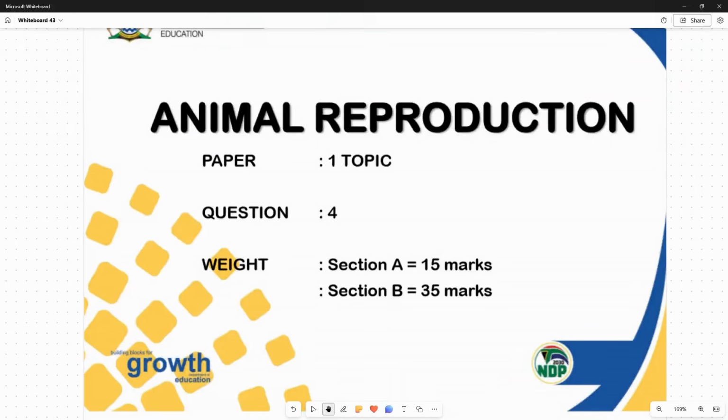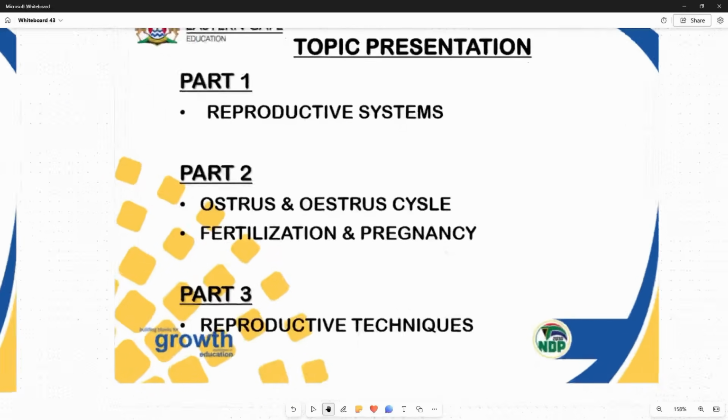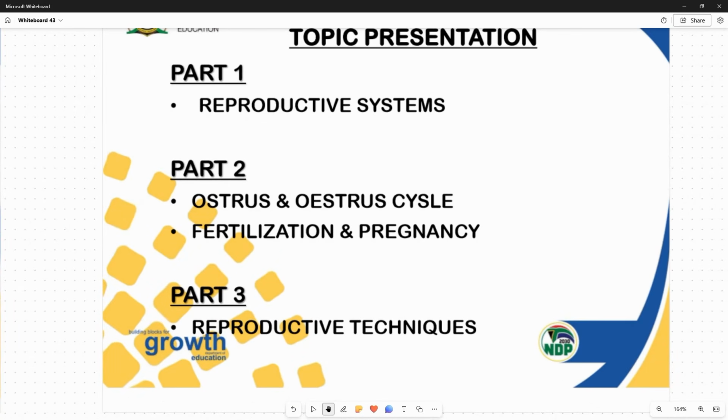Let's start with our first part. So this topic, we know it's 35 marks on section B, and then 15 marks is part of section A. So in your overall paper, this topic covers 50 marks, which is one of the topics you must understand. So as I said, these are the parts we're going to focus on, part 1, part 2, and part 3. Let's zoom straight to our part 1, reproductive systems.